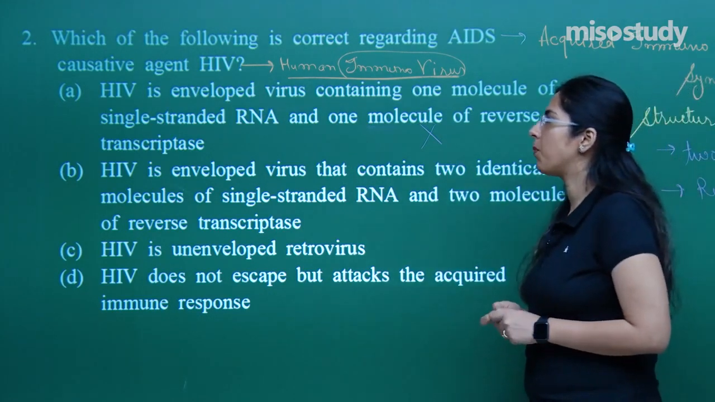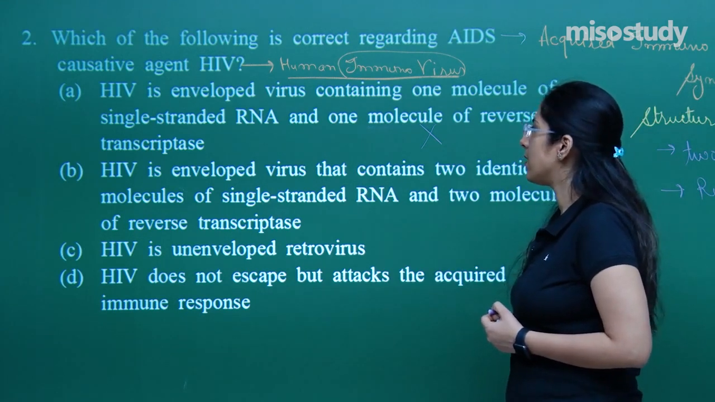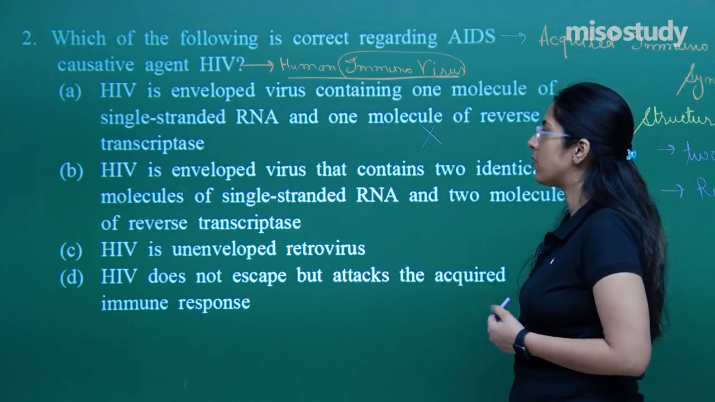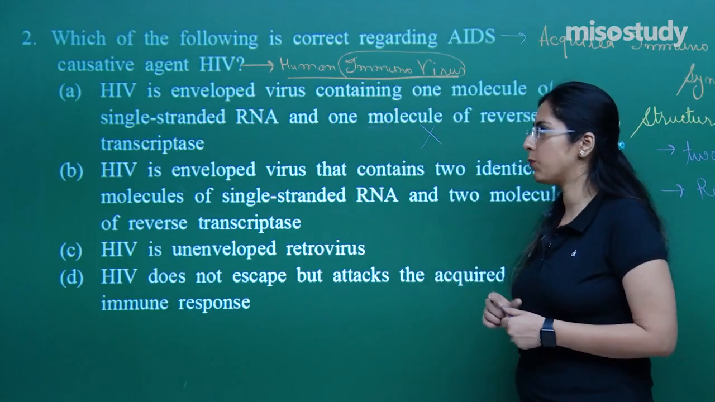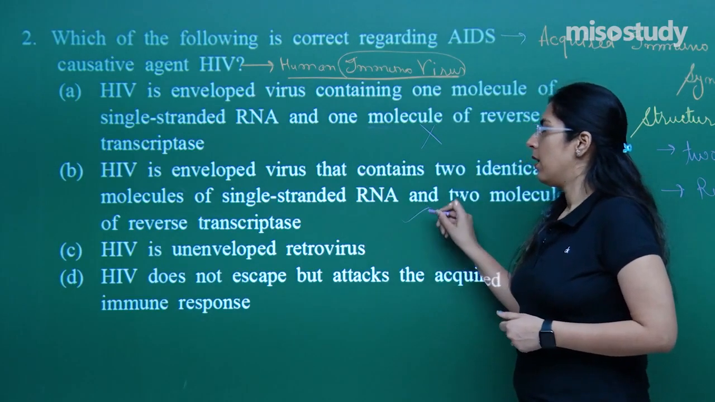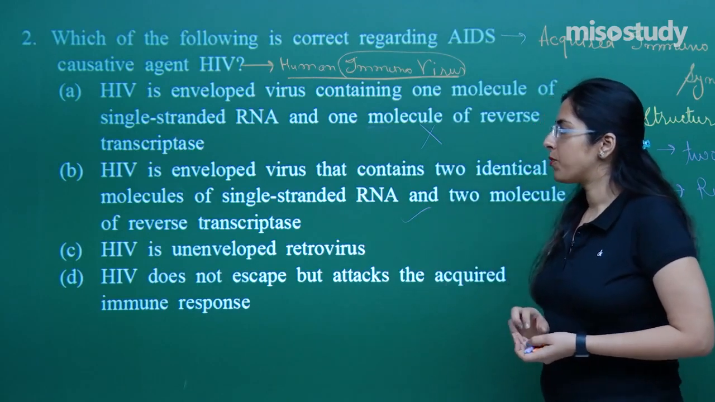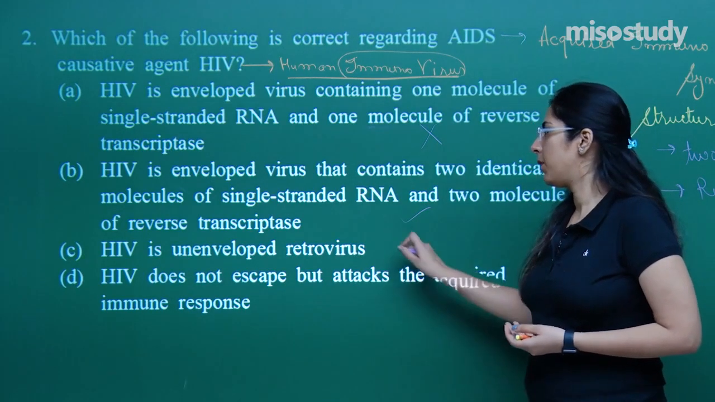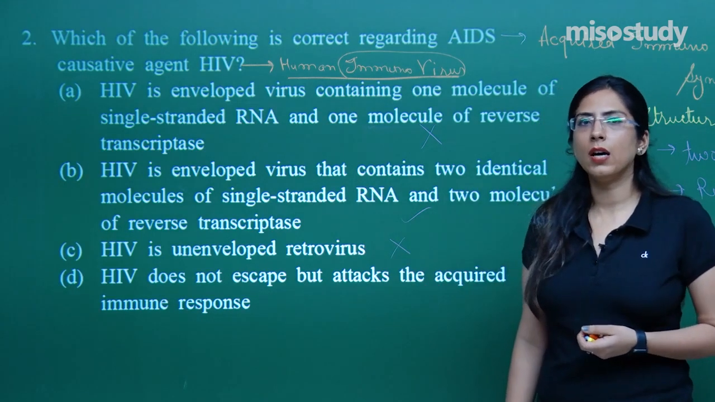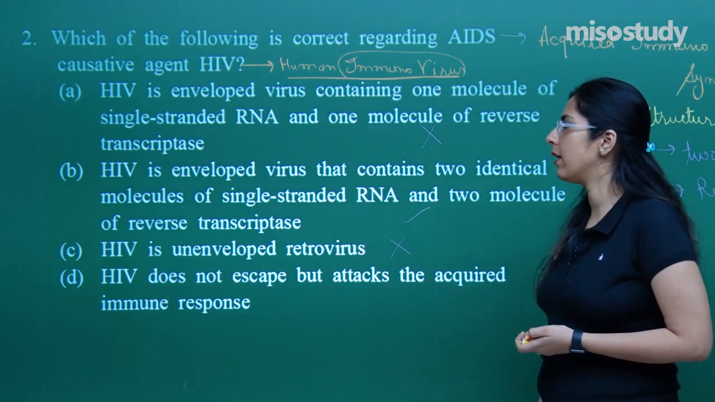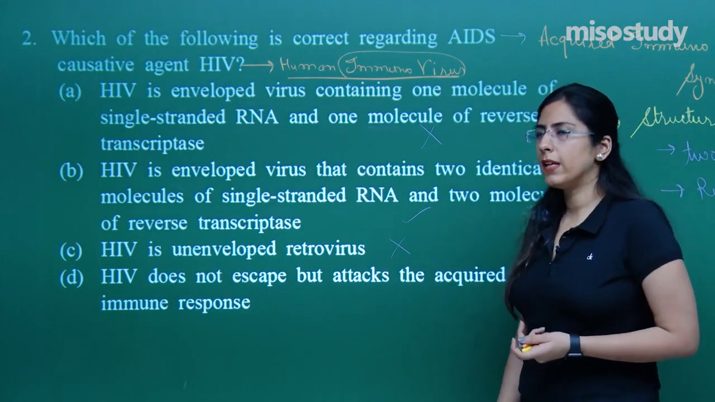So the first option is wrong. Now let's look at option B. HIV is an enveloped virus that contains two identical copies of single stranded RNA and two molecules of reverse transcriptase. This seems to be the right option. Let's look at option C. HIV is an unenveloped retrovirus. Yes, we know that this is a retrovirus, but it is not unenveloped, rather it is enveloped.